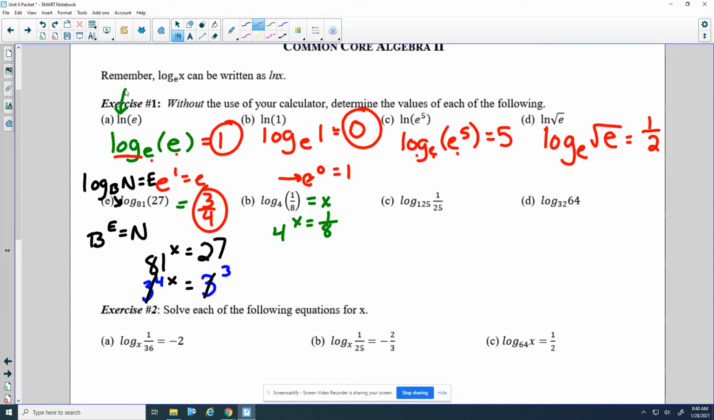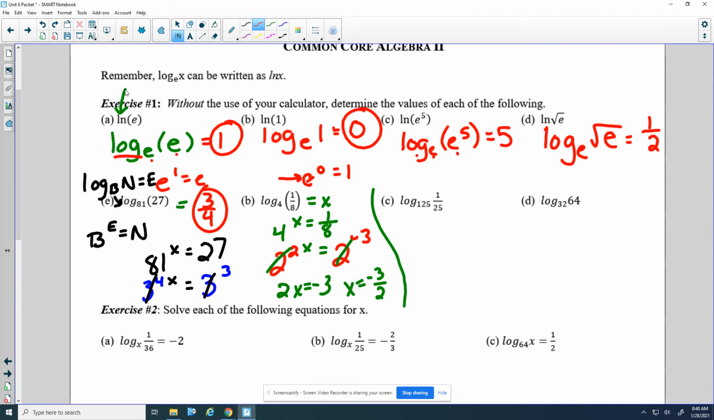So the 4 and 8 are powers of 2. So 4 is 2 squared. 1/8 is 2 to the negative 3rd. I'll just bring down that x. So I have 2x equals negative 3. So x, when we divide by 2, equals negative 3/2.